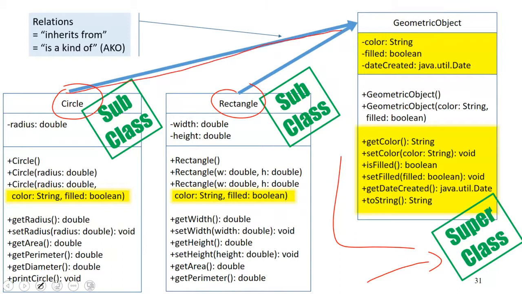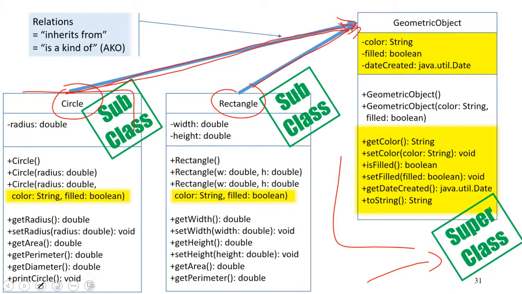So we are going to have this new arrow in a UML diagram that's not going to have actually a diamond at the end, but a regular arrow head. Okay, that's going to allow us to say that the class circle inherits from geometric object. So it's always a subclass inherits from the superclass. Okay, and almost all the yellow code actually got moved into the superclass.